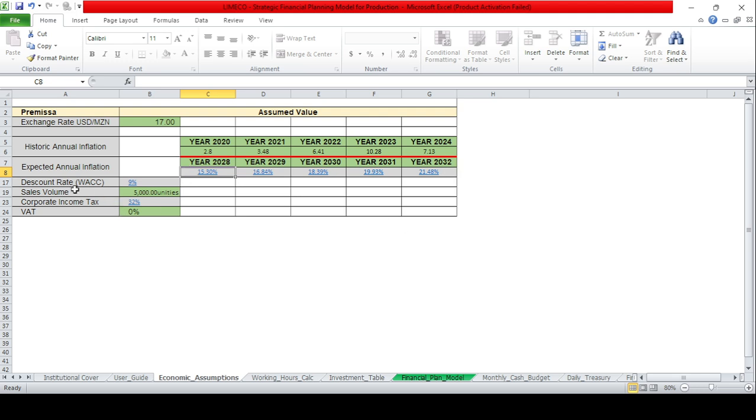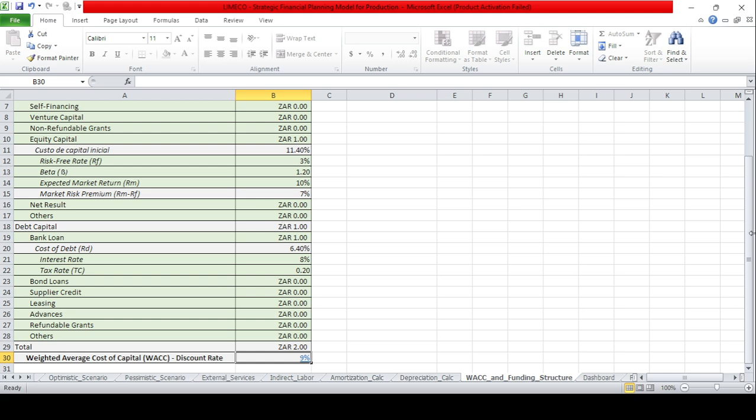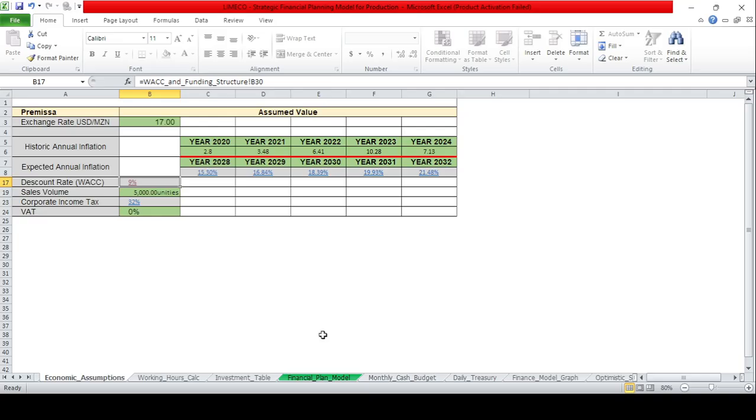And discount rate, the discount rate is 90%. This discount rate is calculated in financing sources after we insert the bank loan and equity capital, but we will insert it after we know the investment table. Then we will come here to insert the values.